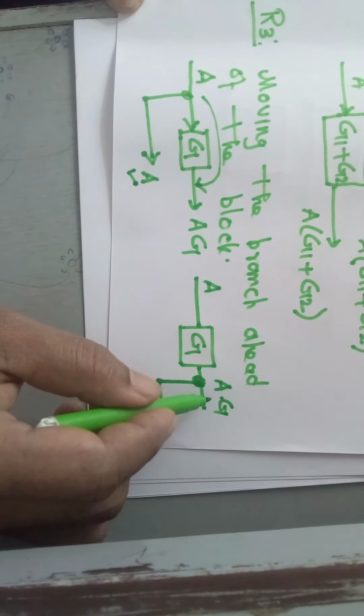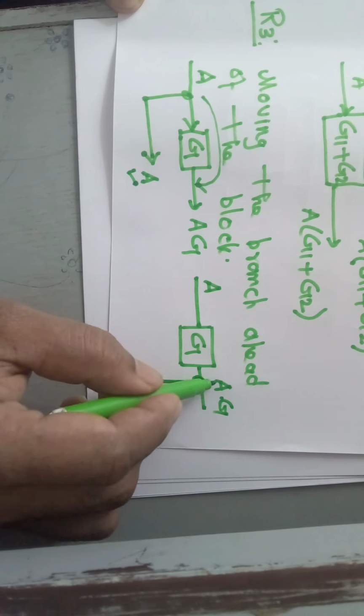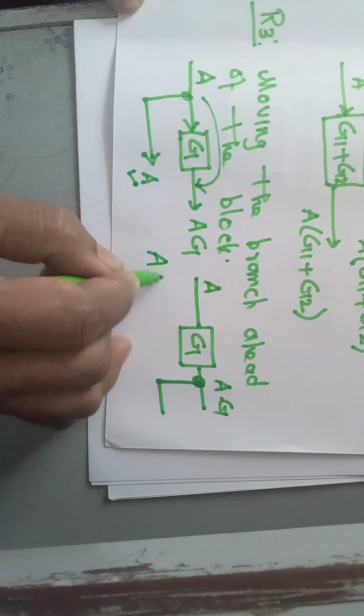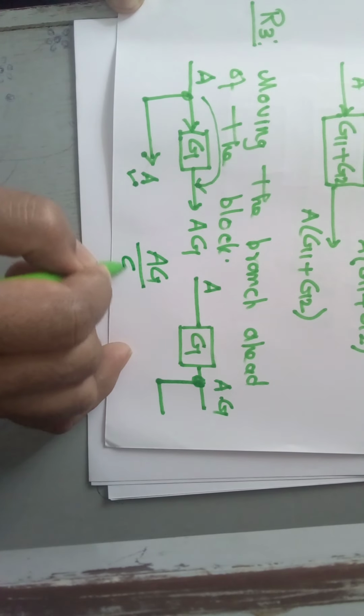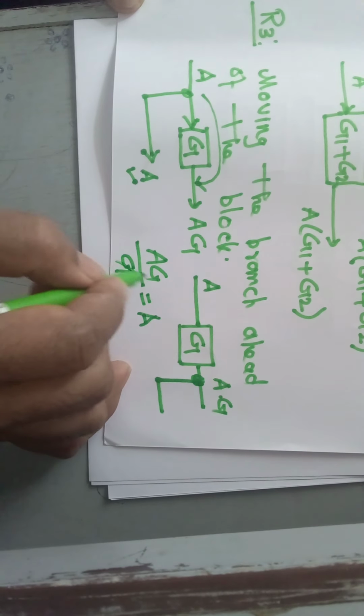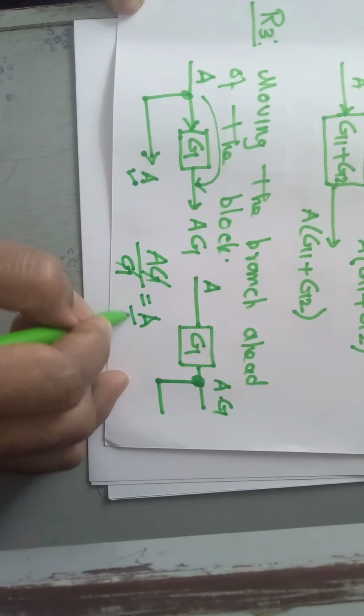What you need to do? You need to divide this with the output. If you divide this output AG with G, what you will get? The output will be equal to A, isn't it? We can cancel out this G and G and the output will be equal to A.